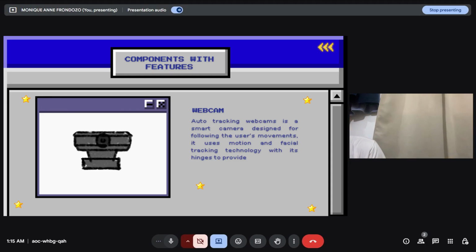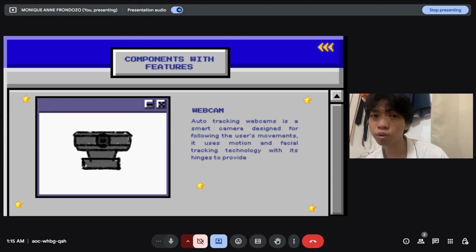And hindi ko ipakita yung mukha ko sa mga meetings. Buti na lang, may auto-tracking webcam. Designed for following the user's movement, it uses motion and facial tracking technology with its hinges to provide automatic tracking, making it easier for people who have limited mobility to participate in various activities that include the webcam.